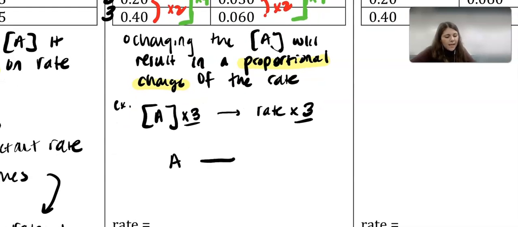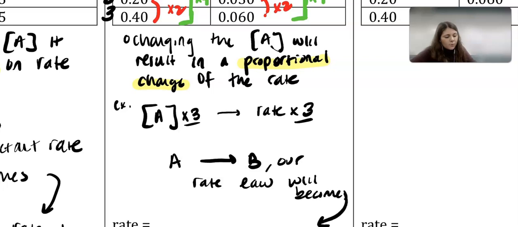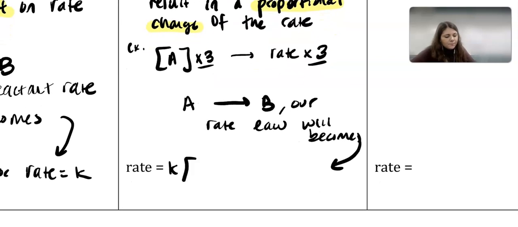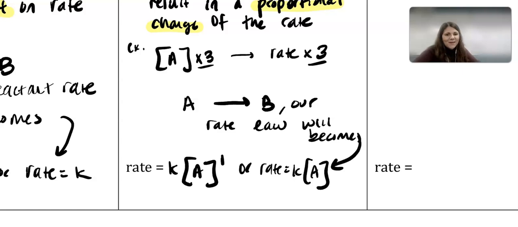Now again, if I had A making B again, our rate law will become rate equals K, A to the power of 1, okay? Because this A is considered first order when affecting the rate in any type of experiment. You could also just get rid of the 1 if you wanted to. That also works as well. You don't have to indicate that it's 1 if you just have one of them.